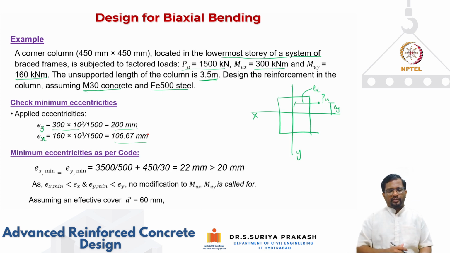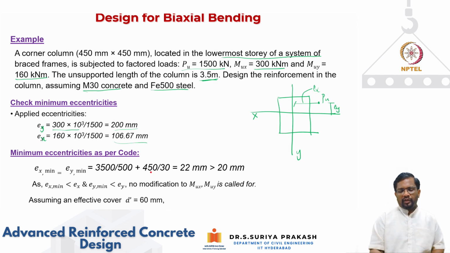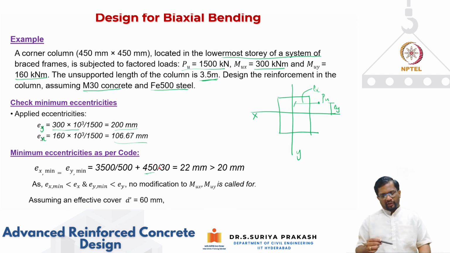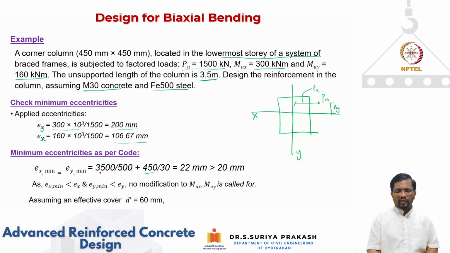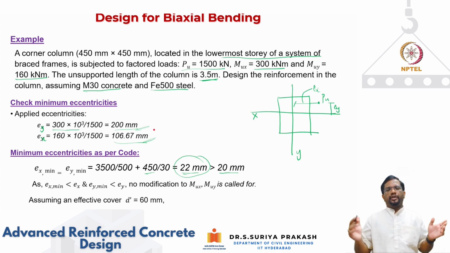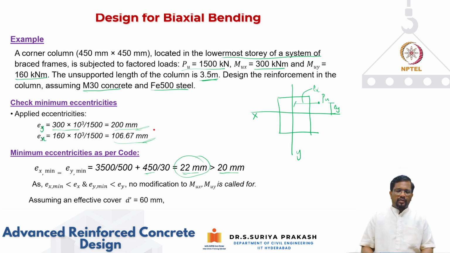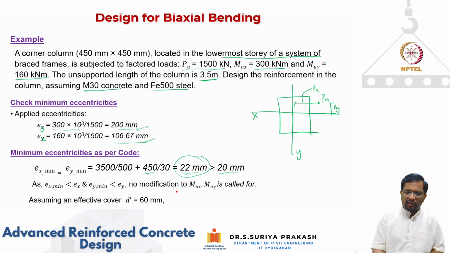Let us see what the minimum eccentricities are as per the code. We know the formula for minimum eccentricity: L by 500 plus the least lateral dimension about the axis of bending divided by 30. Here we are dealing with a square column, so for both x and y axis you will have the same minimum eccentricities. That works out to be 22 mm, which has to be greater than 20 mm. But you see here, both these eccentricities are far lesser than the applied eccentricity. So I don't need to really bother to consider this minimum eccentricity. The applied eccentricities are much higher than your minimum eccentricity, so there is no modification for demand to be considered.